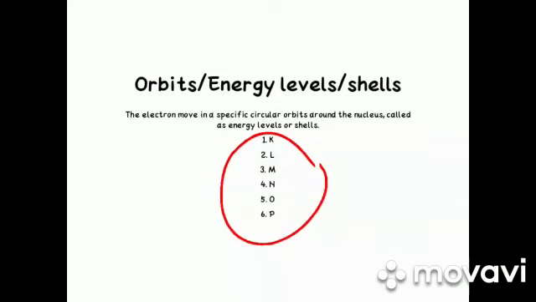The maximum number of electrons in a given shell is governed by the formula 2n square. It means we can find out the capacity of electrons in the shells by this formula, 2n square. In this formula, n is the number of the shell. For example, for K, n would be 1. For L, n would be 2. For M, n would be 3, and so on.